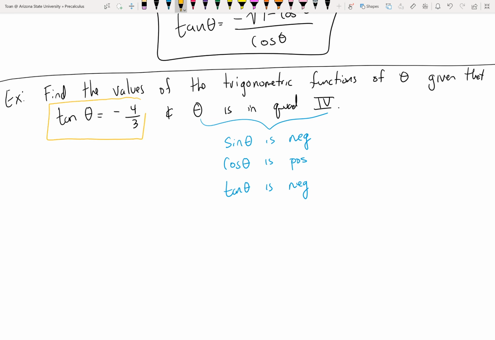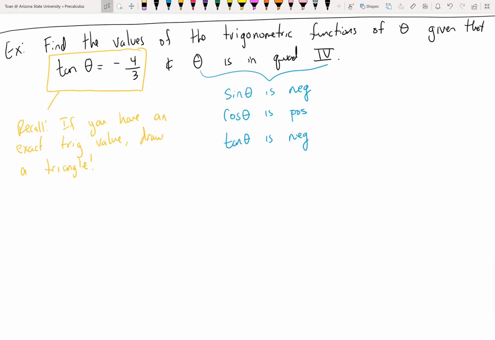Remember that anytime I give you an exact trig value, you can unlock the entire triangle by drawing it out. Draw a triangle. Now this is where I differ from some teachers or some textbooks. Some teachers or textbooks will tell you to draw the triangle in the quadrant that you're in. And that's true. That does help you figure out what's positive or negative.